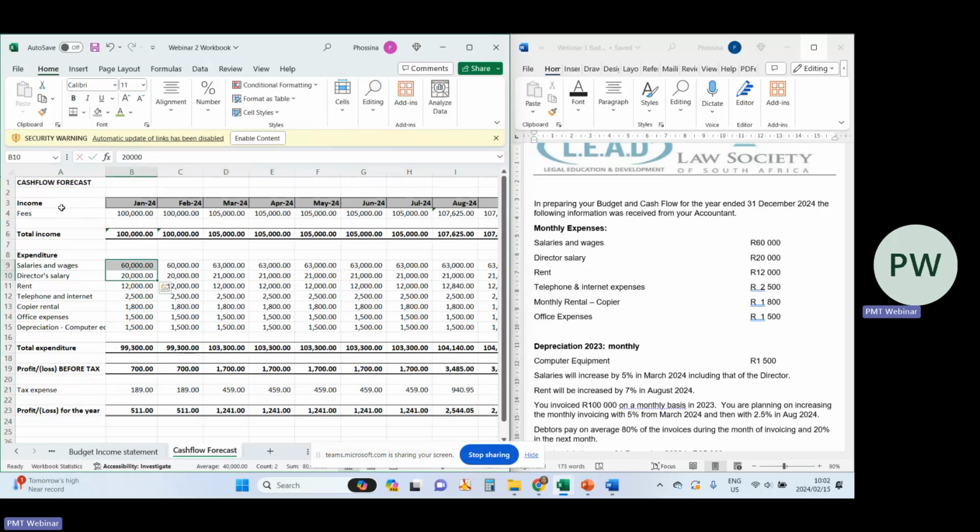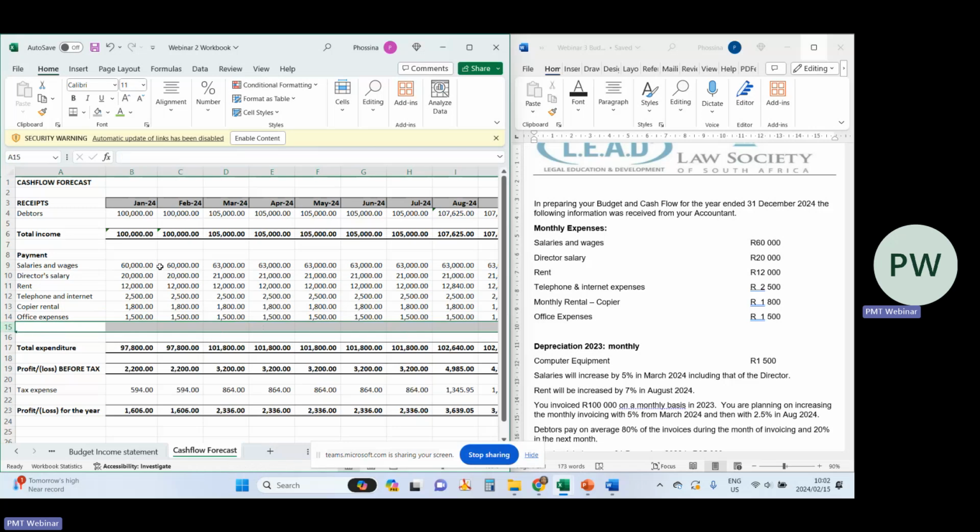So instead of income, now it's going to be our receipts. What are we receiving? We are going to receive from our debtors. And expenditure is our payments. What are we paying? Are we going to pay for the computers now? No, we are not paying, so this element is going to go out. But everything else we're going to pay as is.